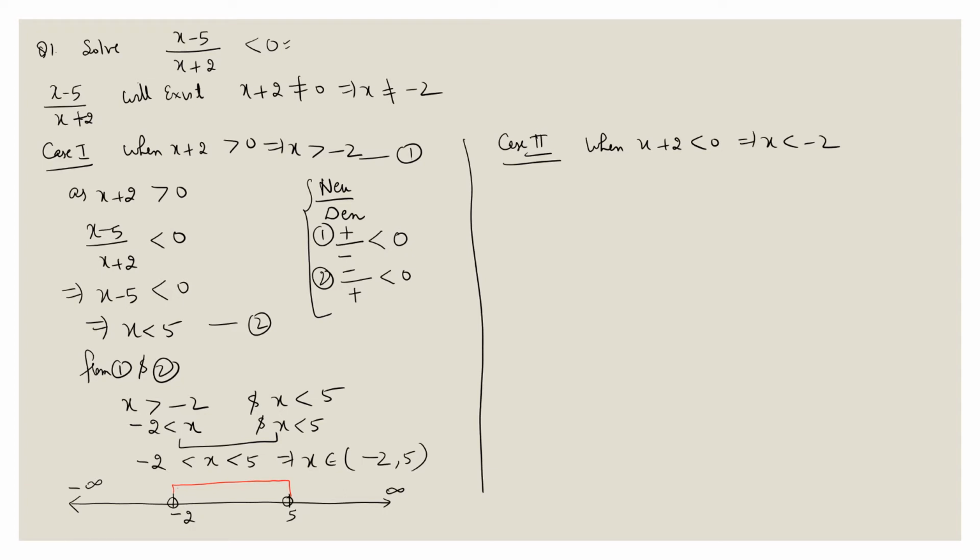Let us see the other case, and which kind of solution it frames. Now again, as you can see, my x plus 2, that is the denominator, is negative.